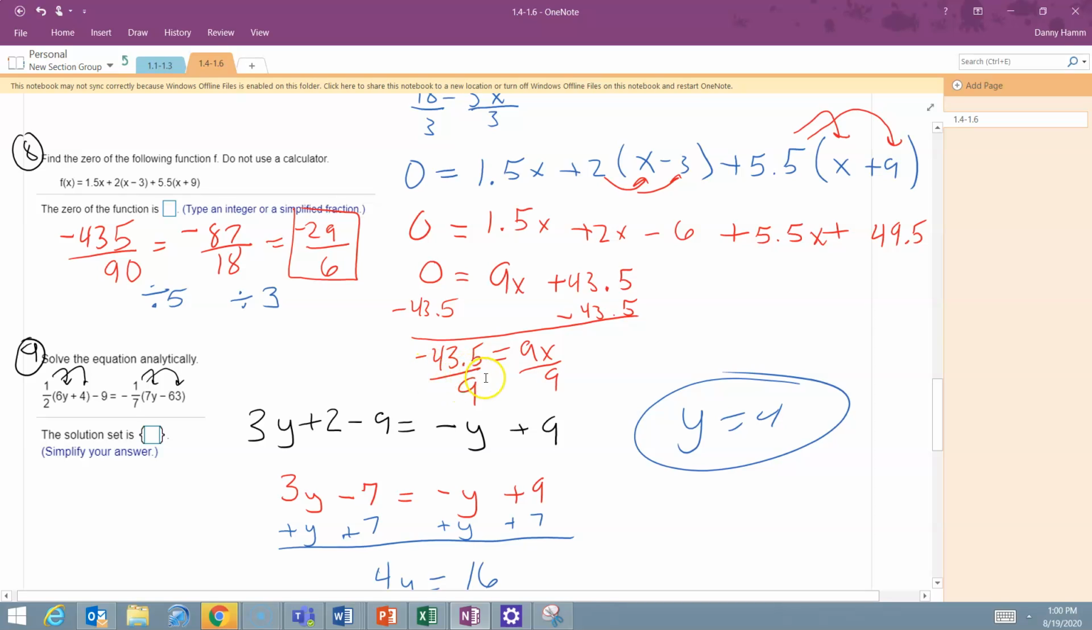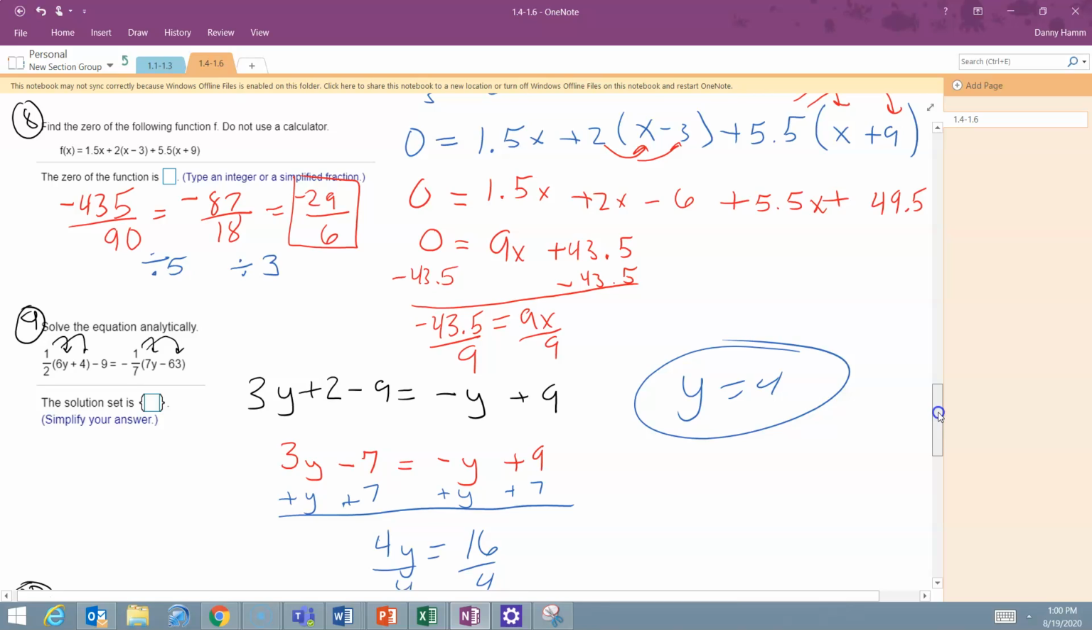So what you're going to want to do is multiply the top and the bottom by 10, and I get negative 435, not over 9, but over 90. Here I divide by 5. That gets me negative 87 over 18, which I know 3 goes into both of those. So I divide both of those by 3 to end up with my simplified fraction. Isn't it beautiful? Negative 29 over 6.